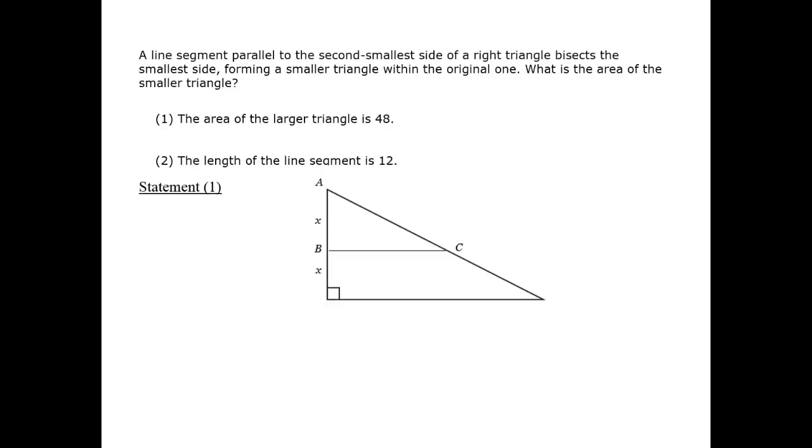Statement 1 gives the area of the larger triangle. Will that be sufficient to get the area of the smaller triangle? It's clear that the height of the smaller triangle is half the height of the larger triangle. There is a more specific relationship between the two triangles, however, since they have identical angles. They are therefore similar triangles, meaning they have the same shape.